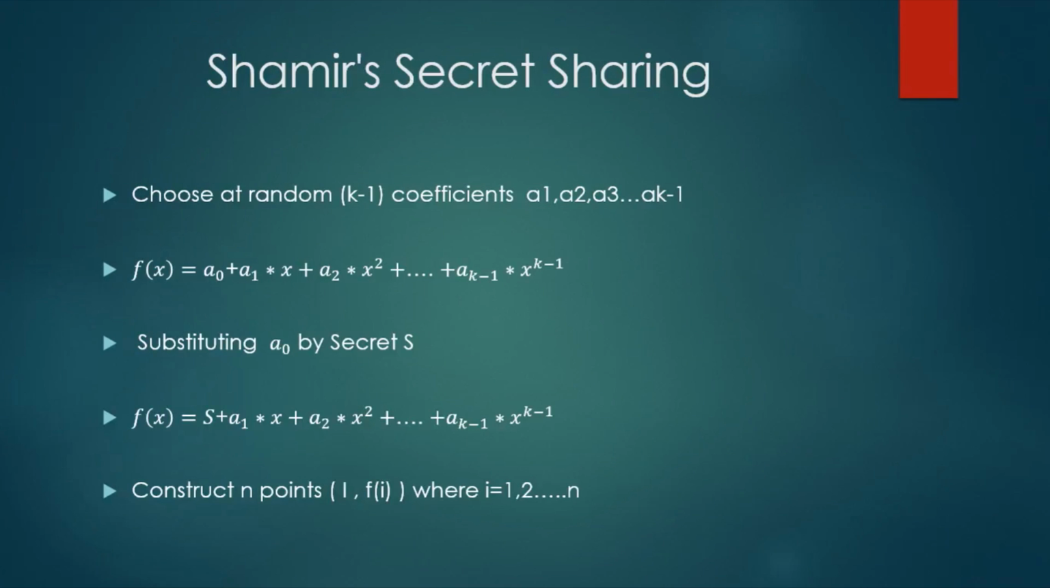So for that, choose k-1 random coefficients a1, a2, a3 up to a(k-1). Now consider the first f(x) equation. Now if we substitute a0 by secret data S, which we want to divide into n shares, then we can get another f(x) equation, which is shown on the screen. Now by putting values of i from 1 to n, we can generate n shares, which are points (i, f(i)).